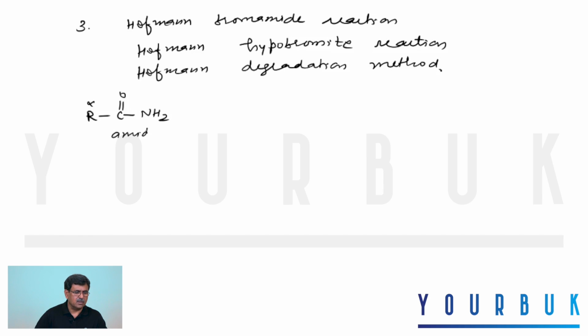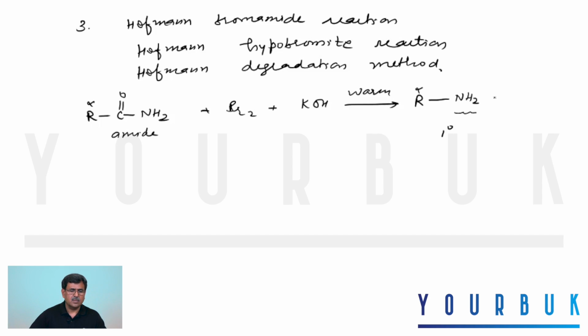amides with alpha carbon, with bromine and alkali. Alkali can be KOH, NaOH, you can use any one, and warm. It gives a primary amine with 1 carbon less. And the side products are KBr if we are using KOH, and K2CO3 and water. So in this case there is a loss of this CO group in the form of a carbonate.